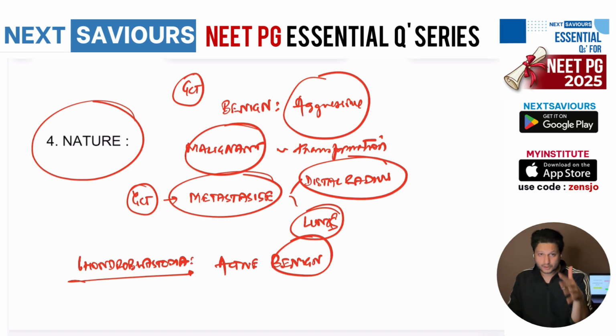This question has already been asked in the INI CET examination in 2023: that GCT as a benign tumor has a possibility to get metastasized. So yes, there is a possibility for distal radial giant cell tumors. 5% is the possibility that these lesions can metastasize to affect the lungs most commonly.